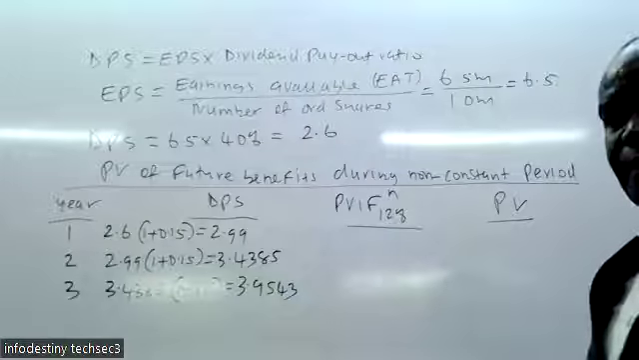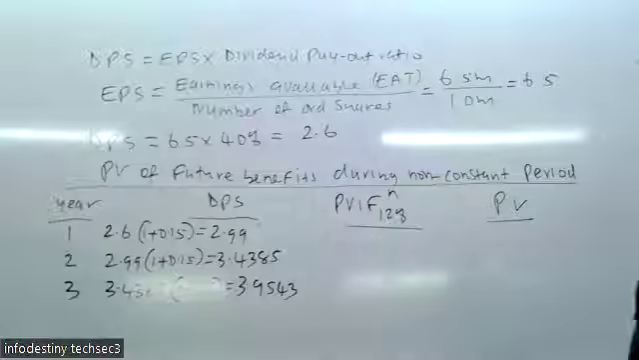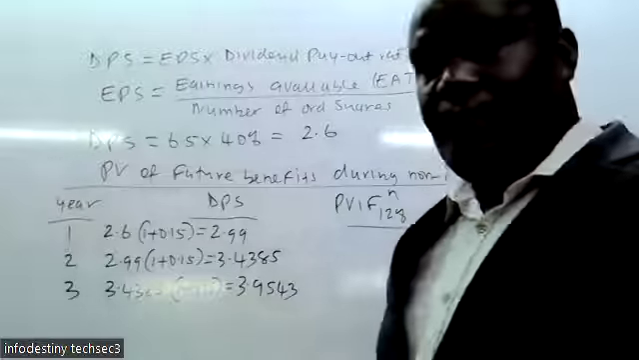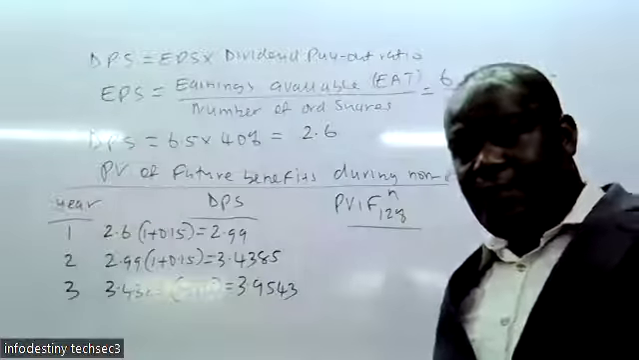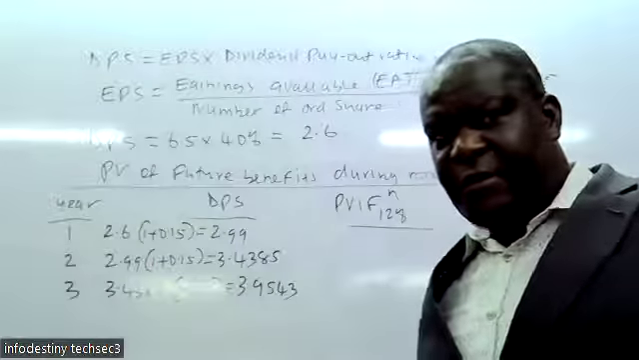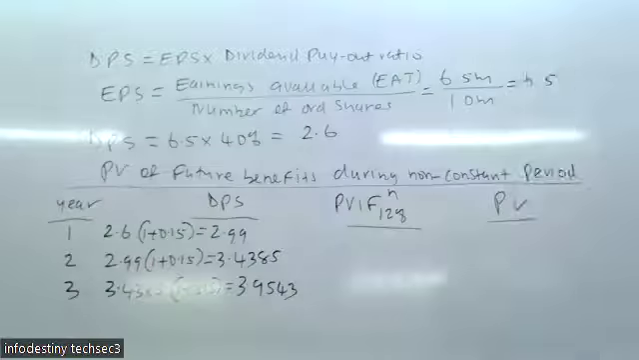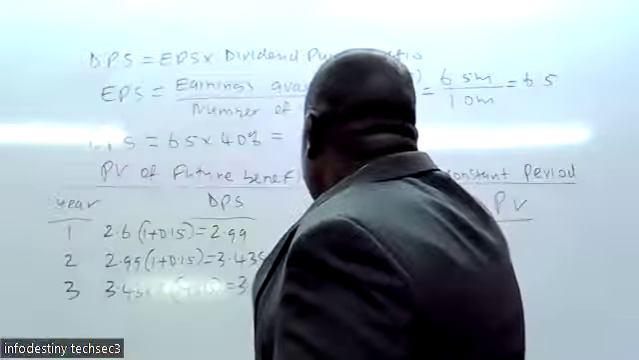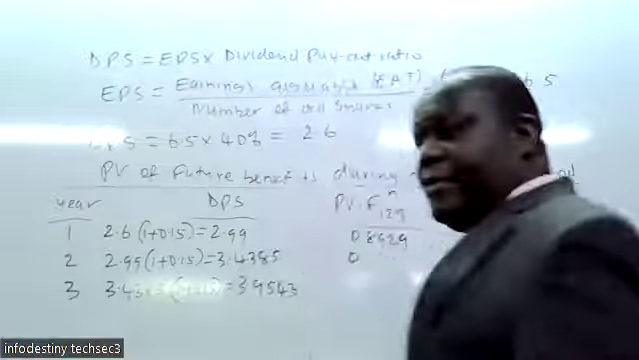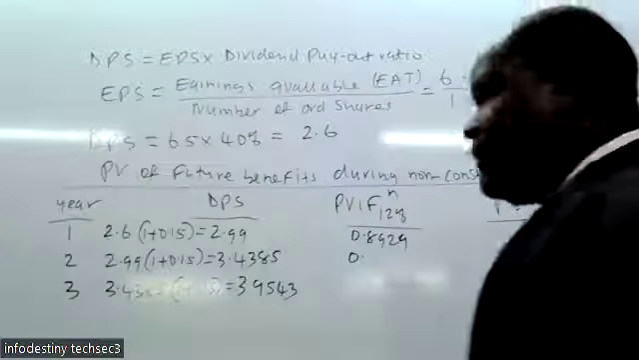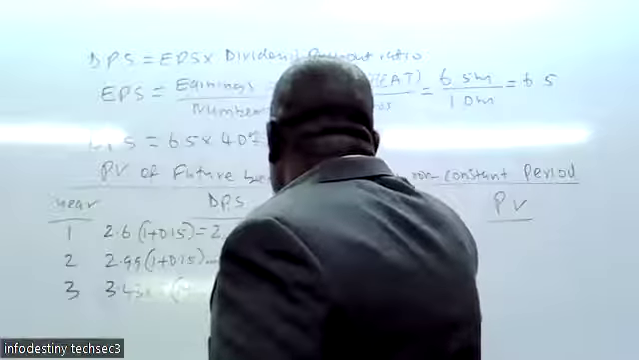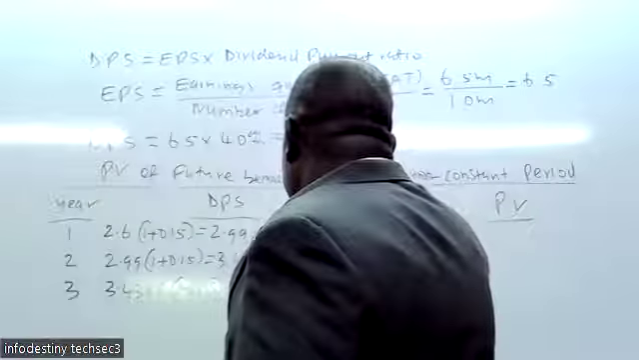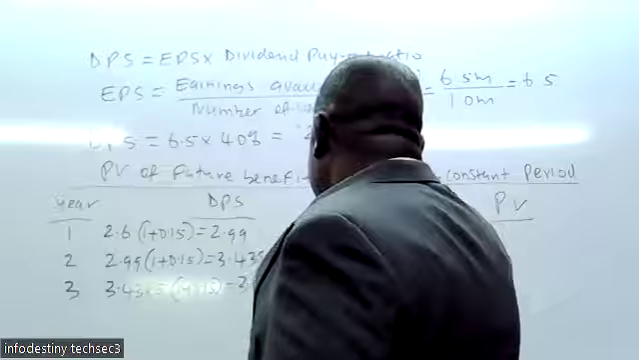12% in year 1 should give us which figure? 0.8929. How about year 2? 0.7972. Then year 3, 0.1118. Like that.